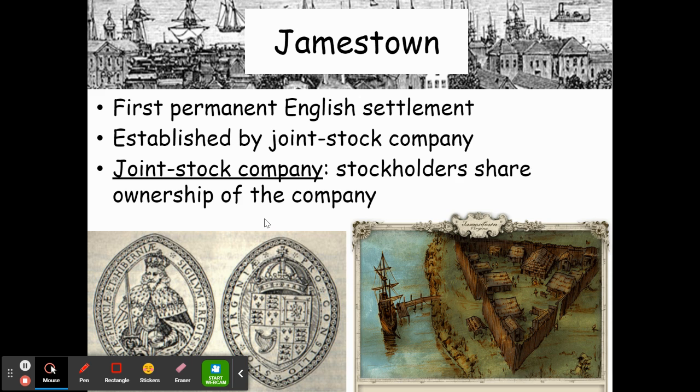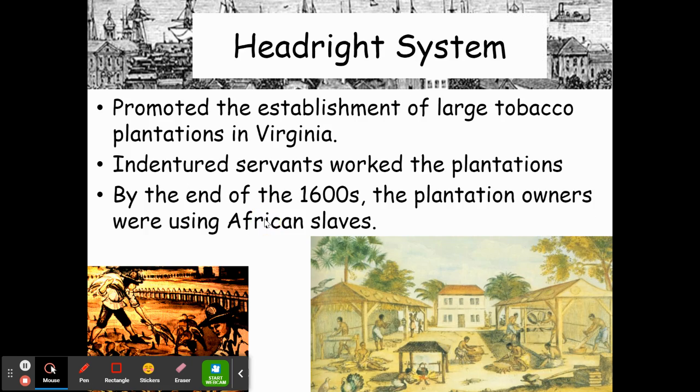Jamestown. Jamestown was the first permanent English settlement in the New World, established in 1607 by a joint stock company. And a joint stock company, by definition, is one where stockholders share ownership of the company. And what that means is just like a publicly traded company today. You actually have shareholders who invest in a company and they own a portion of that company, right? So just like the stock market today, a joint stock company.